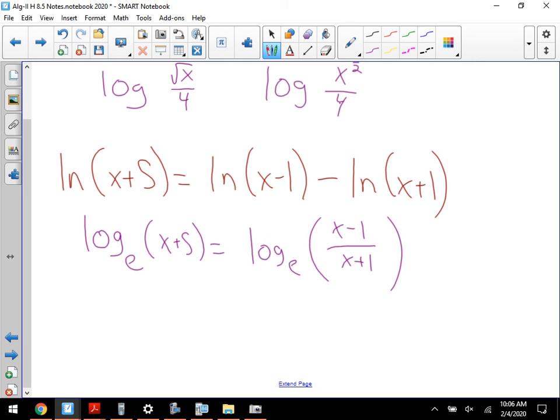Because that's what the subtraction symbol is. We're dividing. Okay? Now, if I was to continue to try to solve this, what would I have to do to both sides of the equation? Not multiply. Exponentiate. Is that a word? If you're in college, you should know these things. It sounds like a great word.